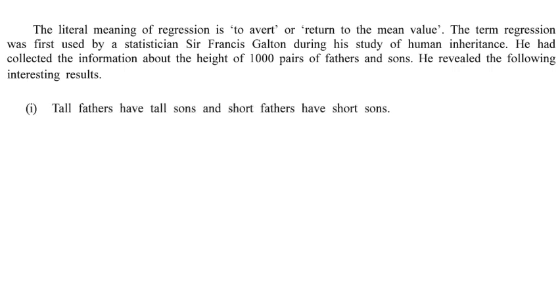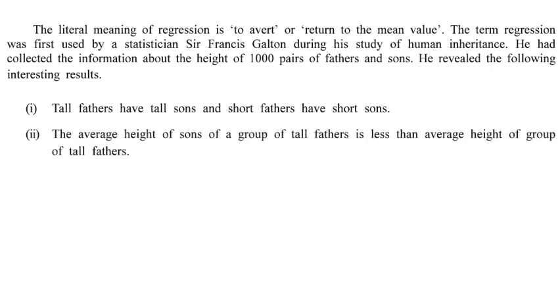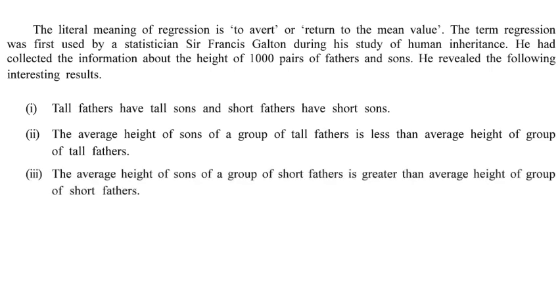The first one was that tall fathers have tall sons and short fathers have short sons. But the average height of sons of a group of tall fathers is less than the average height of that group of tall fathers. That means the sons of tall fathers, on average, are less tall than their fathers. Opposite, for the short fathers, their sons are a bit taller than them. That means tall fathers have a bit shorter sons and short fathers have a bit taller sons.